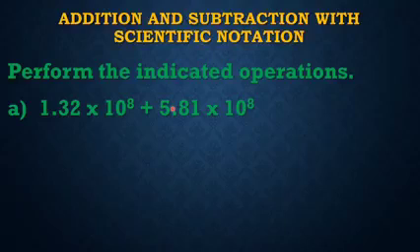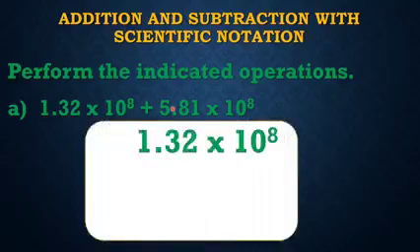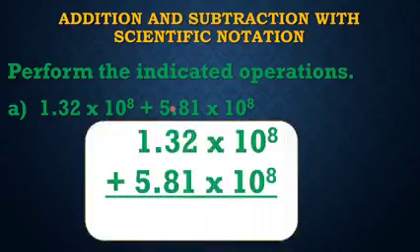So let's copy first the given. We have 1.32 times 10 raised to 8 plus 5.81 times 10 raised to 8. Here, we will add the two mantissas. That is 1.32 plus 5.81. So 2 plus 1 is 3. 3 plus 8 is 11. Write 1, carry 1. 1 plus 1 is 2, plus 5 is 7. So the sum of our mantissas is equal to 7.13.